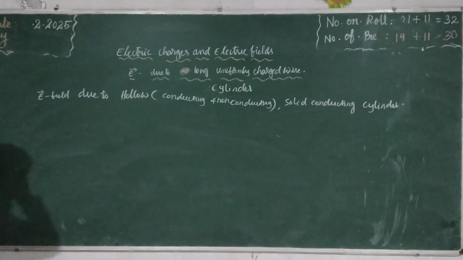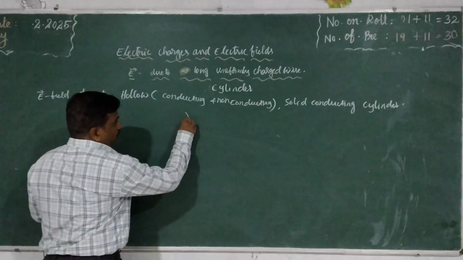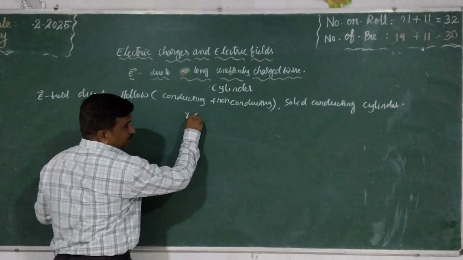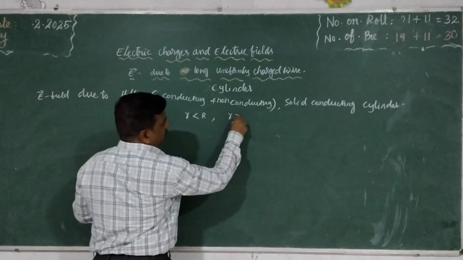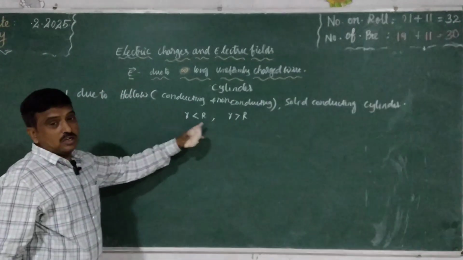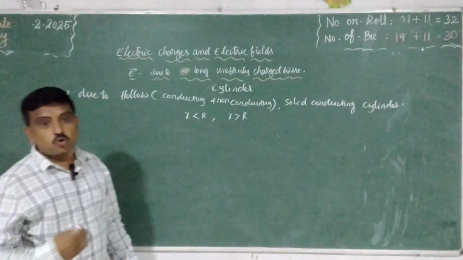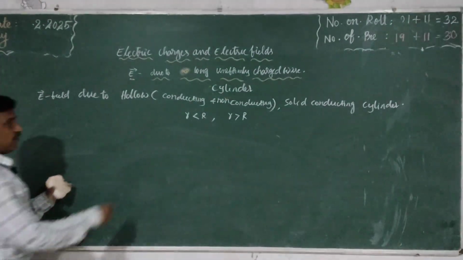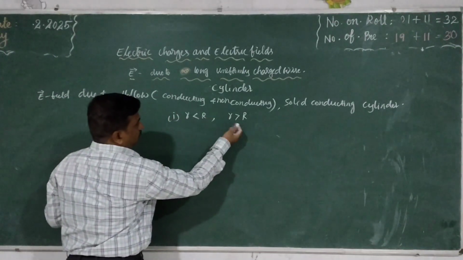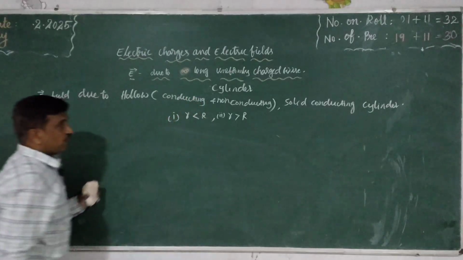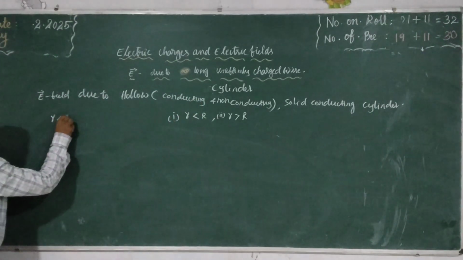For that, what can we do now? What is the electric field at a distance from the center less than capital R, one case, and greater than capital R, another case. Less than capital R means inside the surface, greater than capital R means outside the surface. Those two cases we can find for the electric field due to the hollow and solid conducting cylinders. First case: distance from the center less than the radius.